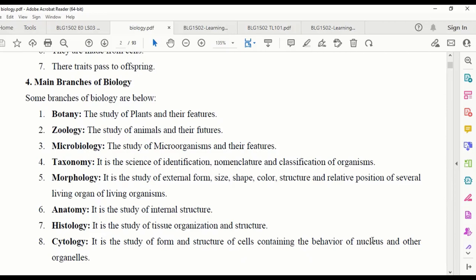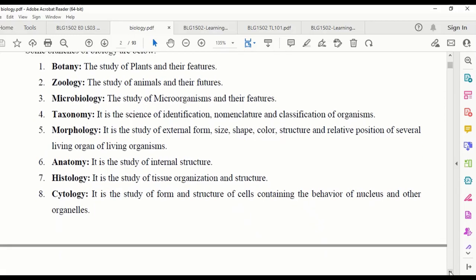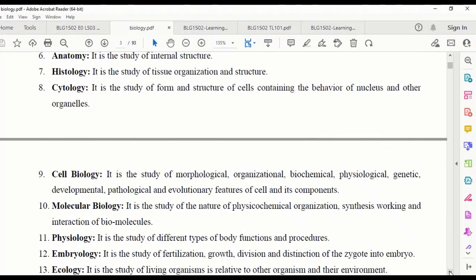Anatomy is the study of the internal structure. So you're going to be studying the internality of that individual organism. Histology, which you don't have to worry about much, is the study of tissue organization and structure. Cytology is the study of the structure of the cell, including the behavior of the nucleus and other organelles.